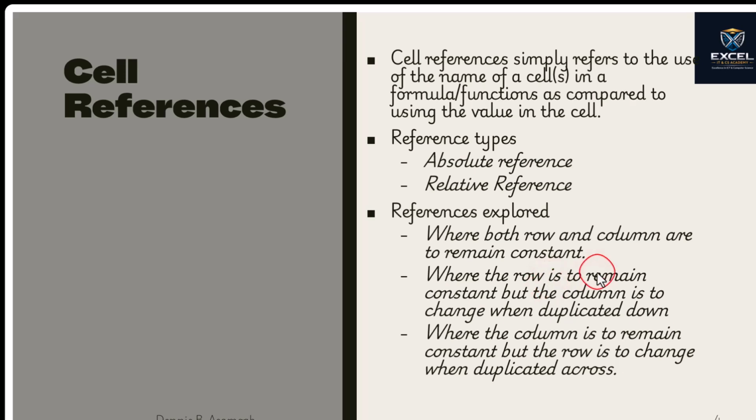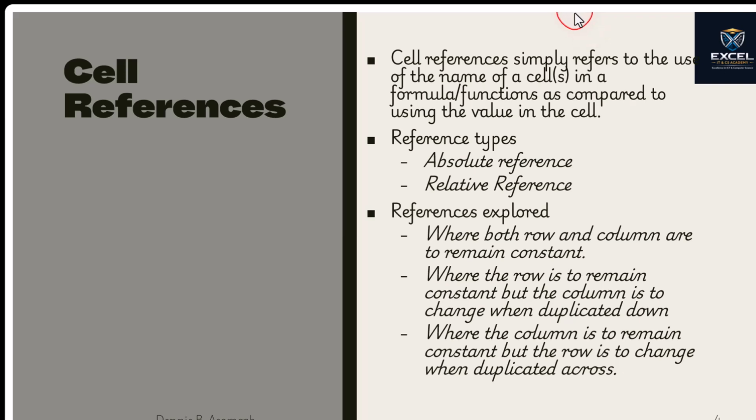We've seen where the row is to remain constant, but the column is to change. In this case, we put the dollar sign on the number, which indicates the row number. And we've seen where the column is to remain constant, but the row is to change. And we'll put the dollar sign on the column name, which is A, B, or C. We've explored these two types of references. And we see that if we want to do that, we can use the F4 key.